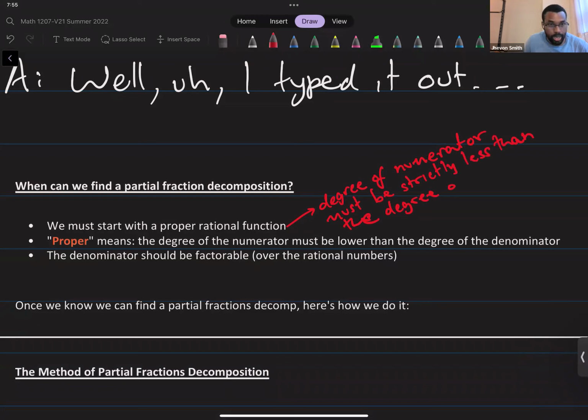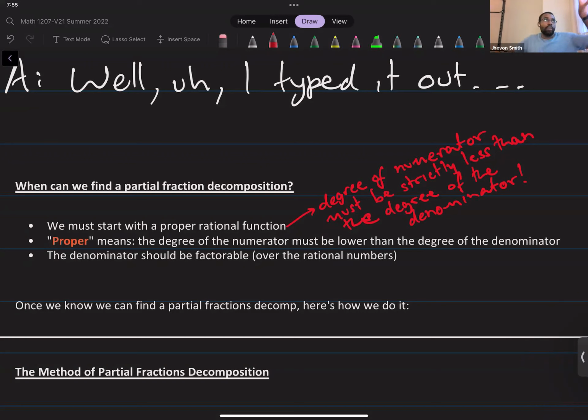Oh, I actually wrote that down. Proper means that, I actually typed that out. I forgot that I typed that out, but now I already started writing it. Strictly less than the degree of the denominator. Words bear repeating. So that's the first thing. You need to start with a proper fraction.